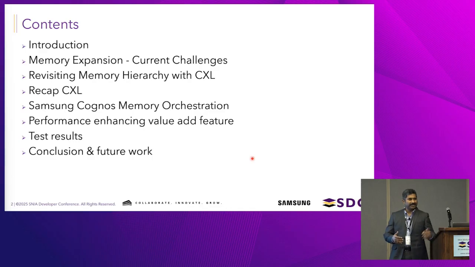I think all the sessions prior to this have talked about this, so I'm not going to talk too much on that. A quick recap on CXL protocols, and then we jump to Cognos, which is the memory software platform for memory orchestration, and then the performance-enhancing value-add feature, which is the auto tier module I just mentioned. Then we will focus more on what we have really run using standard benchmarking like YCSB, followed by the conclusion and potential future work.